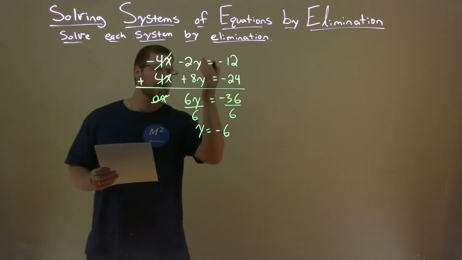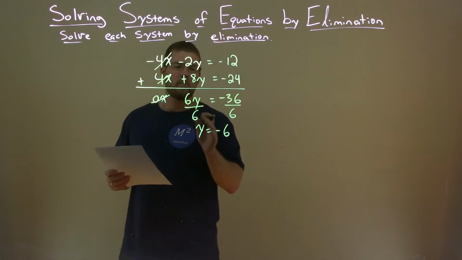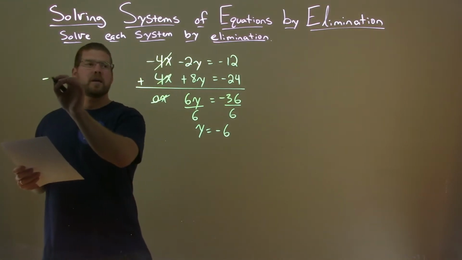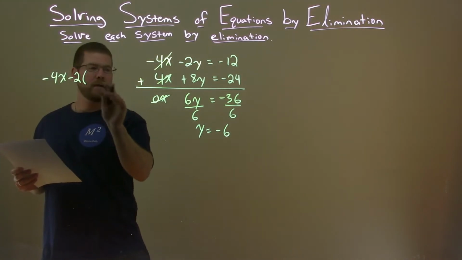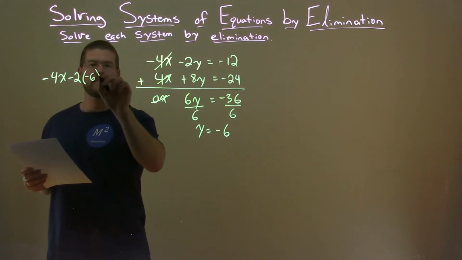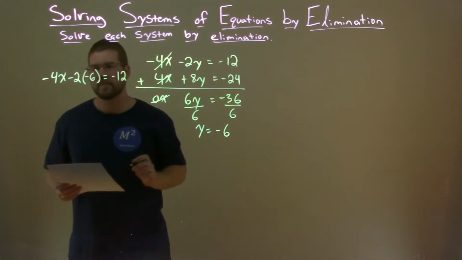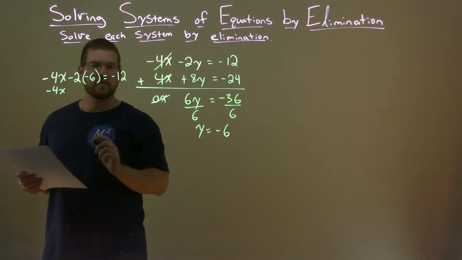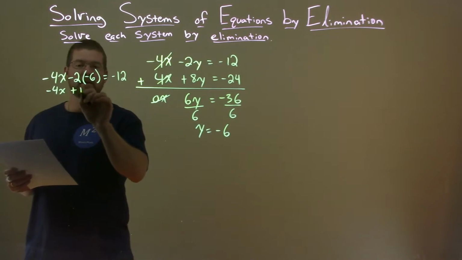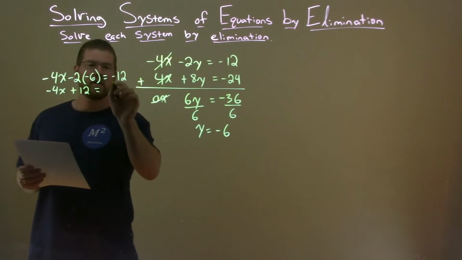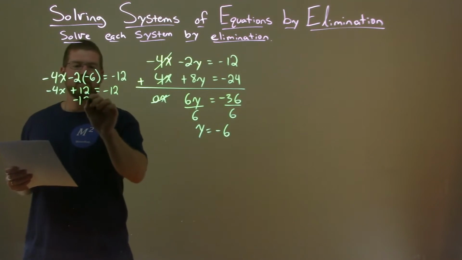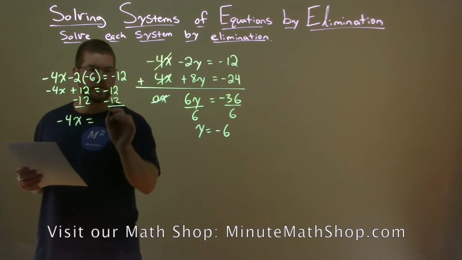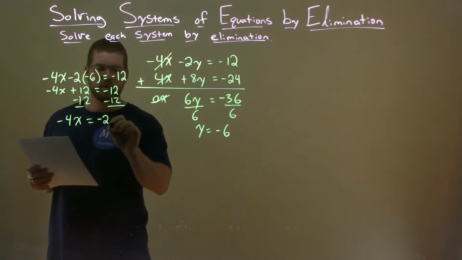So we take a look at our original equations, and we pick one of them to substitute negative 6 in for y. So let's go with the first one. Negative 4x minus 2y, and y being negative 6 here, equals negative 12. All right. So negative 4x here, negative 2 times negative 6 is a positive 12, right? Two negatives make a positive, and that equals negative 12. Subtract 12 from both sides. We're left with negative 4x equals negative 12 minus 12 is negative 24.